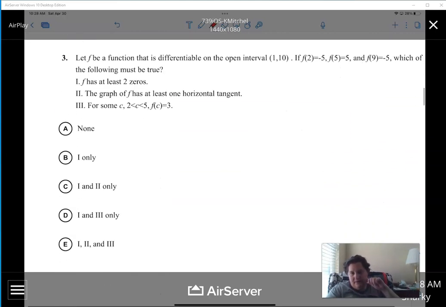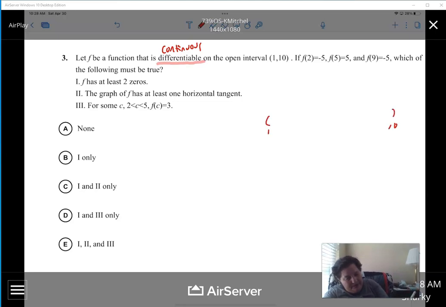Okay, let f be a function that is differentiable on the open interval. You guys, differentiable also means continuous. Okay, so it means both. We have an open interval, 1 to 10. There's a thing about this real quick. Okay. F of 2 is -5. F of 5 is +5. And F of 9 is back to -5.